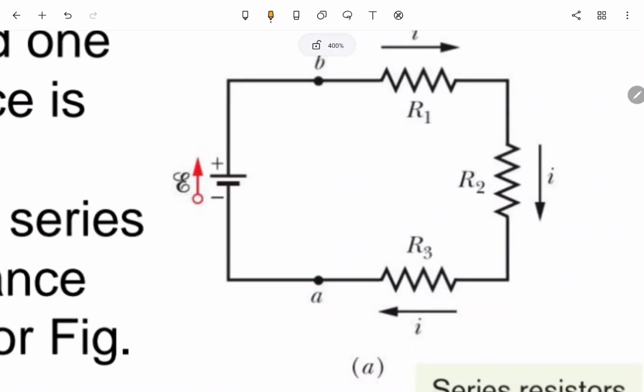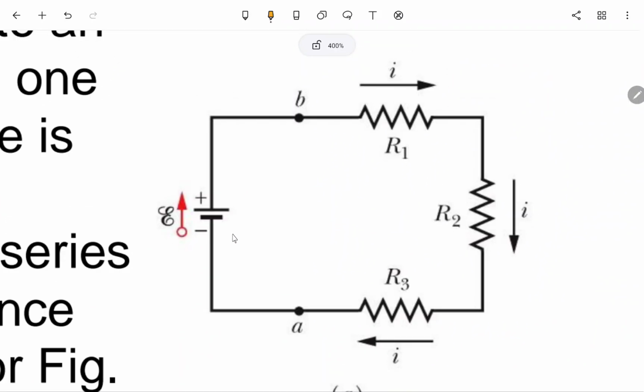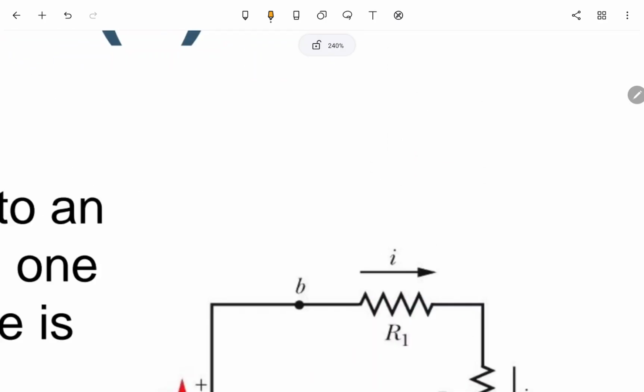So the circuit is somehow like this. We have a battery here, and then we have 1, 2, 3 resistors. They are connected back to back. This node is connected to this node, this node is connected to this node. So this is like back to back, head to tail. This is called a series connection.